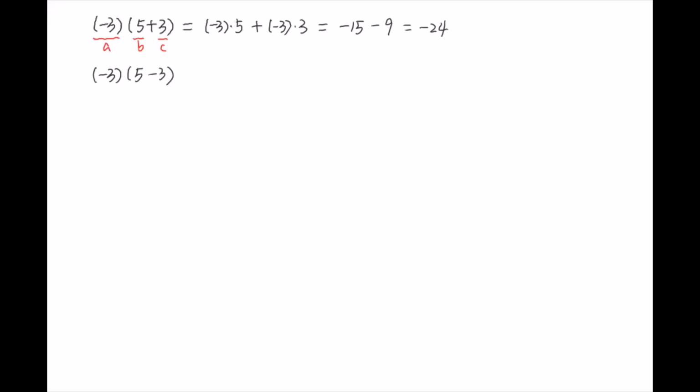So in this expression, -3 is A, 5 is B, 3 is C. According to this distributive property, we can get AB minus AC equals -15 minus -9 equals -15 plus 9 equals -6. Now let's see the next example.